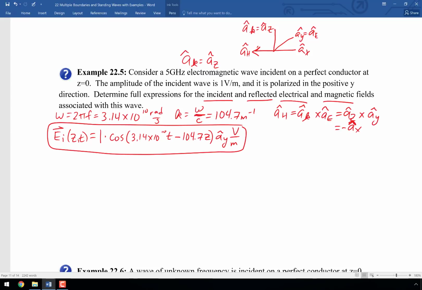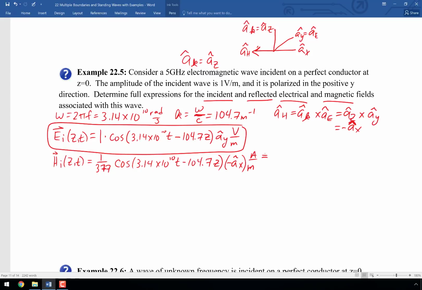So we can actually now write the incident magnetic wave, h sub I of z comma t. We know that the amplitude is going to be controlled by the characteristic impedance of free space, which is 1 over 377. So it's the amplitude of E divided by z sub 0. And that's going to be multiplied by the exact same cosine. It's always the exact same cosine. 3.14 times 10 to the 10th t minus 104.7 z. And we know that that's times negative a sub x. And it's in units of amps per meter.